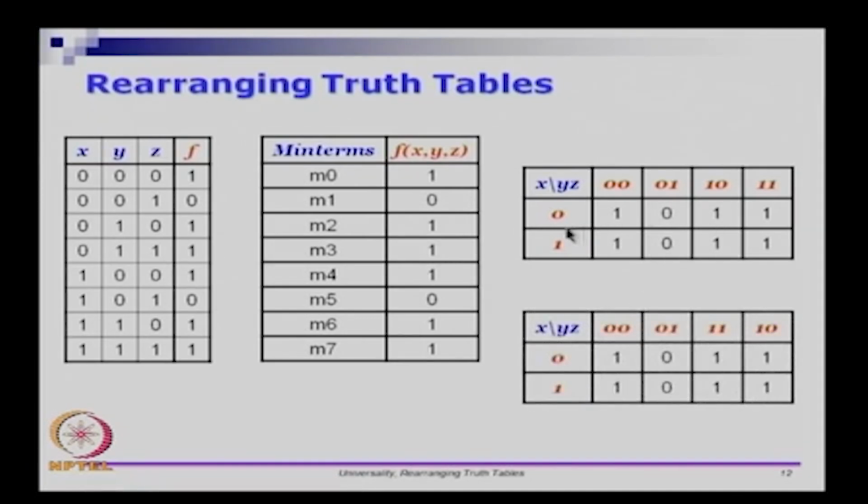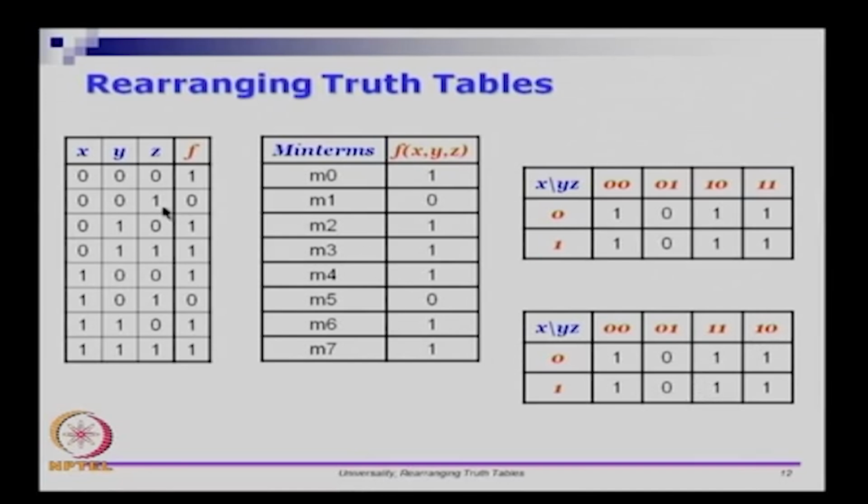What I am going to do here is keep the row order as it is, but shuffle the order of the columns. This column 1 1 contains 2 ones, I am going to bring that here. This column 1 0 contains 1 one, I am going to bring that here. So, the ordering is slightly different. x can take values 0 and 1, and y z is going to take the value 0 0 or 0 1 or 1 1 or 1 0.